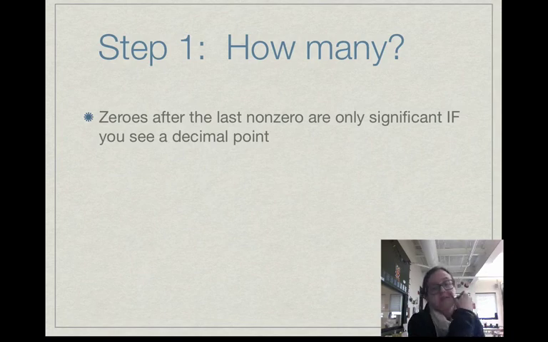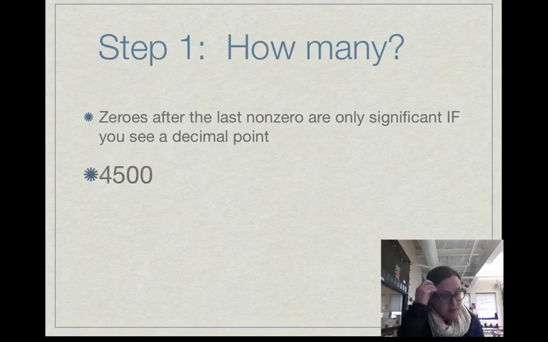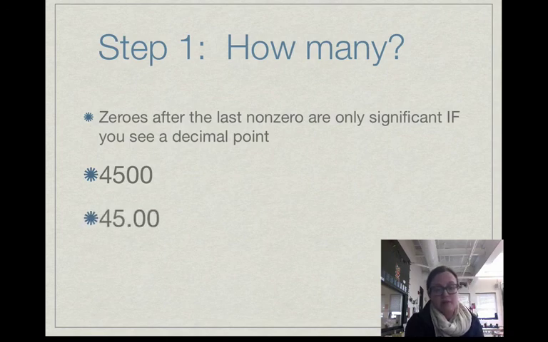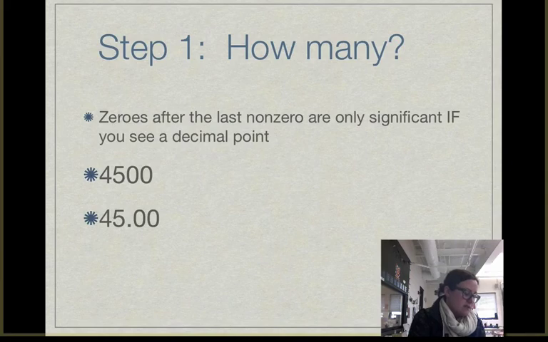So again, zeros after the last non-zero are only significant if you see a decimal point. So we have 4,500. In this case, those zeros at the end are not significant because there is no decimal point in any part of the number. So we would only have 2 significant figures in this top number right here.